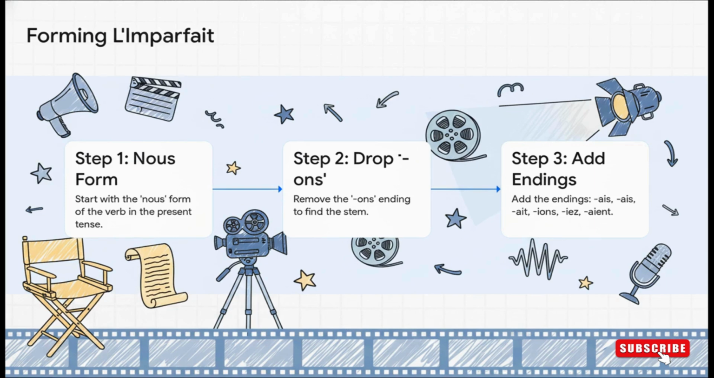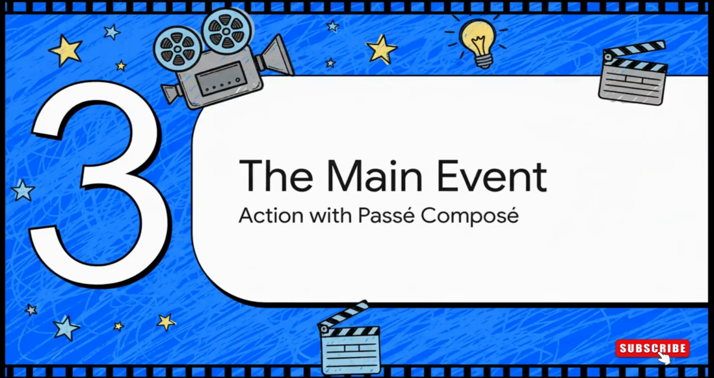All you do is take the nous form of any verb, like nous parlons. Then you just chop off the ons at the end. That gives you your stem, so parl. And from there, you just stick on the right Imparfait ending. That's it. Easy, right? Okay, scene set. The atmosphere is perfect. Now what?